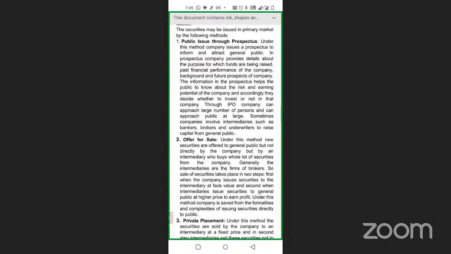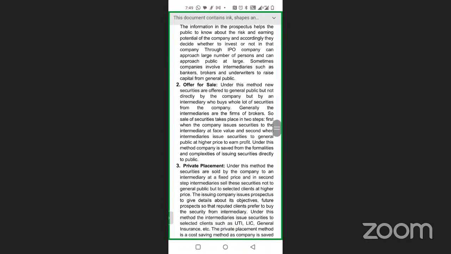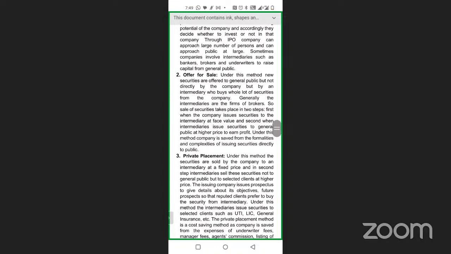The second floating method is called offer for sale. Offer for sale means it is the method through which securities are offered to the general public, but not directly by the companies; rather by an intermediary who buys the whole of the securities from the company and tries to sell it to the general public.